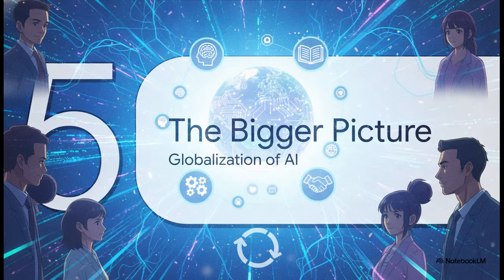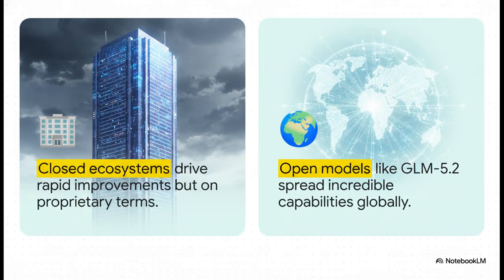Section 5. The bigger picture. Let's zoom out from the tech specs for a moment and look at what this signals for the globalization of AI. Right now, there is a massive tug-of-war in the industry between centralization and democratization. On one hand, you have closed ecosystems driving incredibly rapid improvement, but strictly on their own terms, locked behind expensive paywalls. On the other hand, you have open models like GLM-5.2 spreading capabilities far and wide.